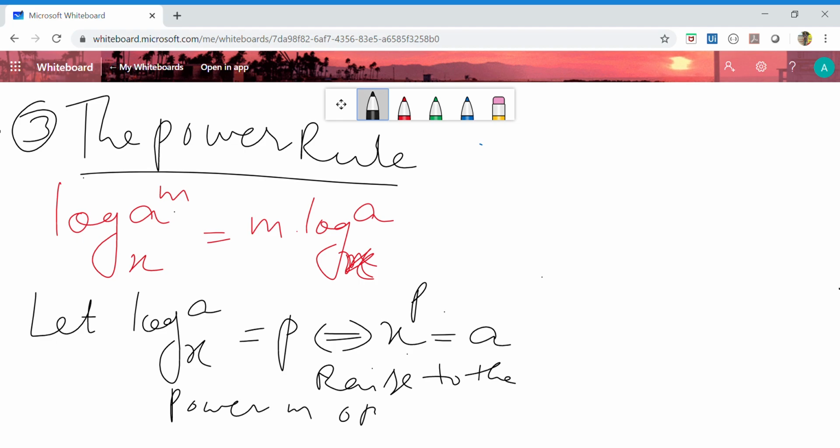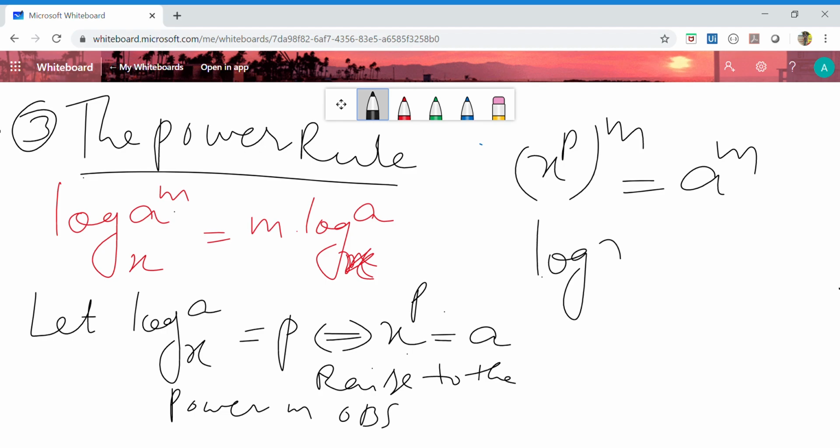Then x to the power of p whole to the power of m is equal to a to the power of m. This is also exponential form. Then how can you get it? a power m is equal to x to the power of pm, you will get, no? What is the logarithmic form? Log a to the power of m to the base x is equal to pm, or mp. Keep m like that only.